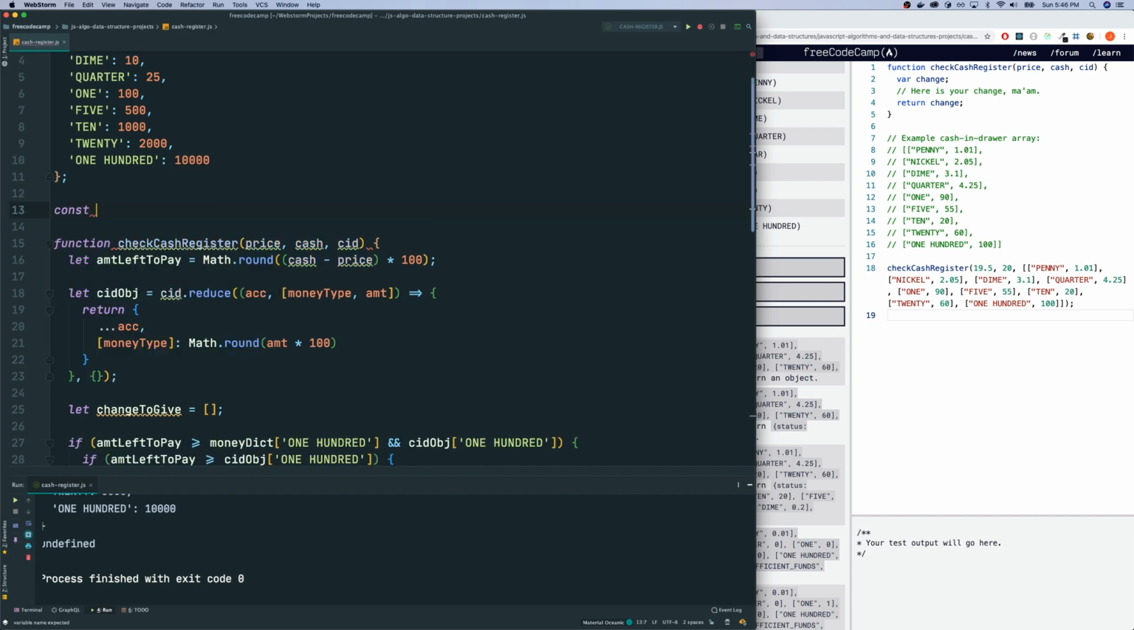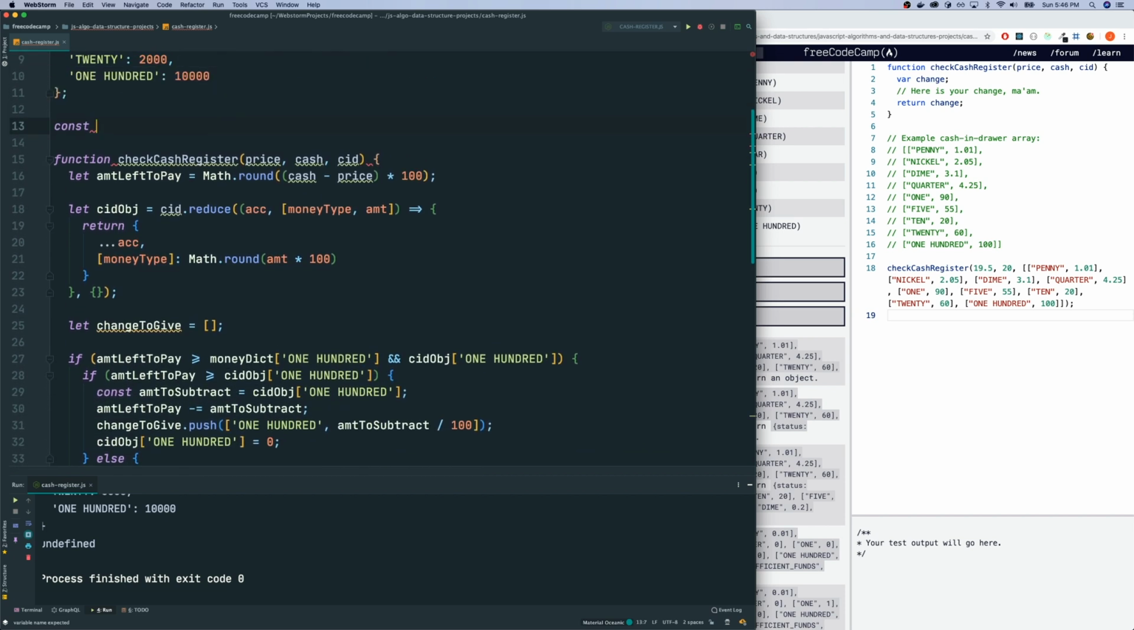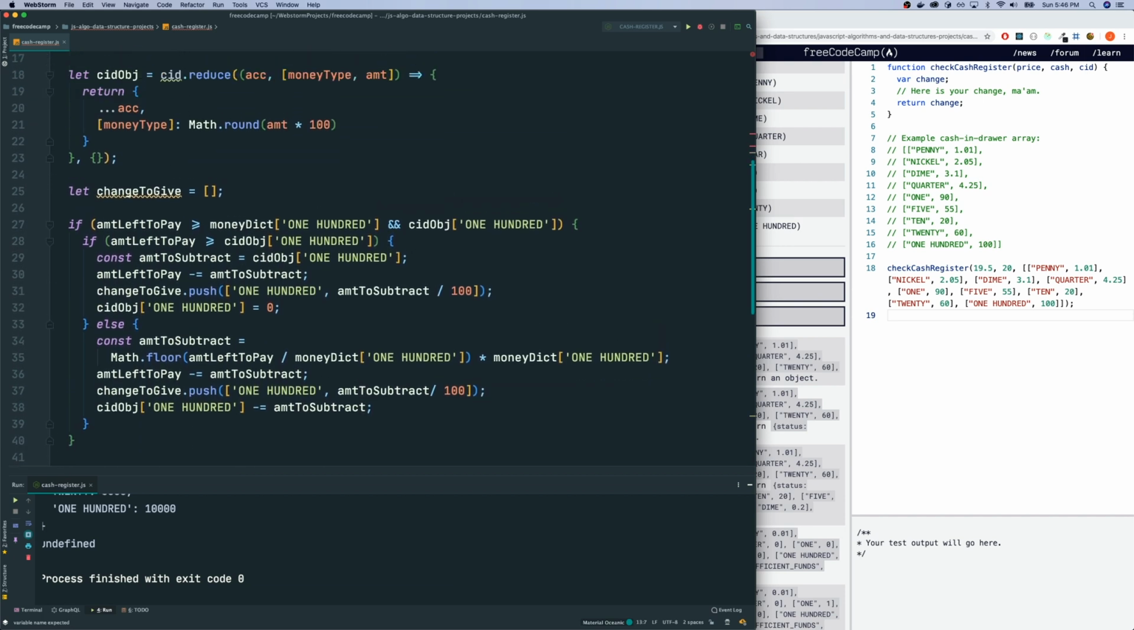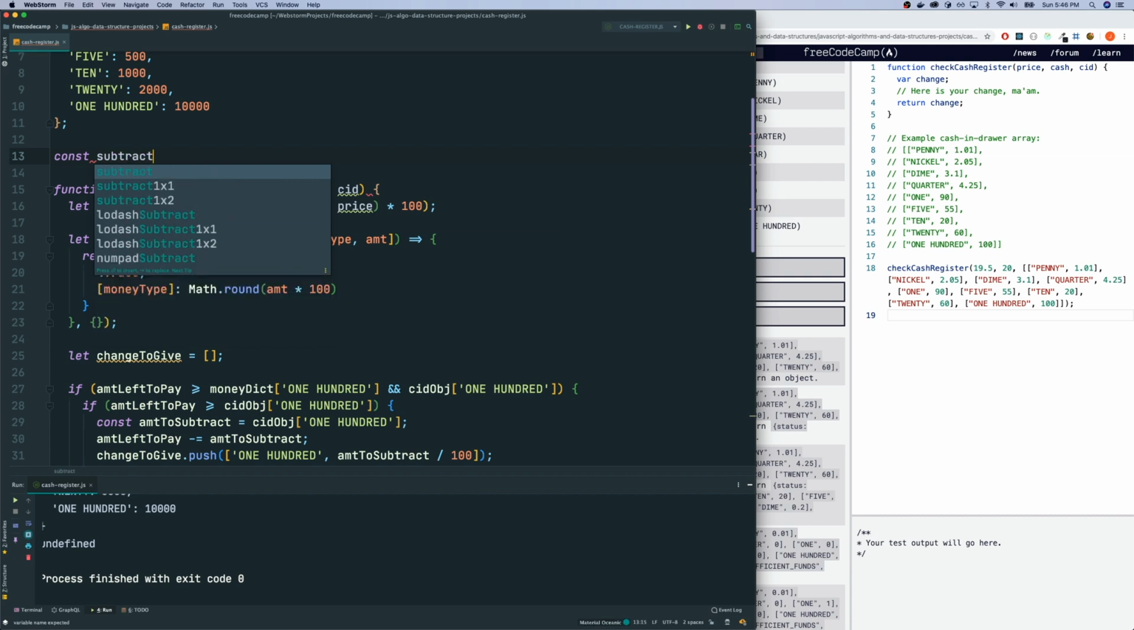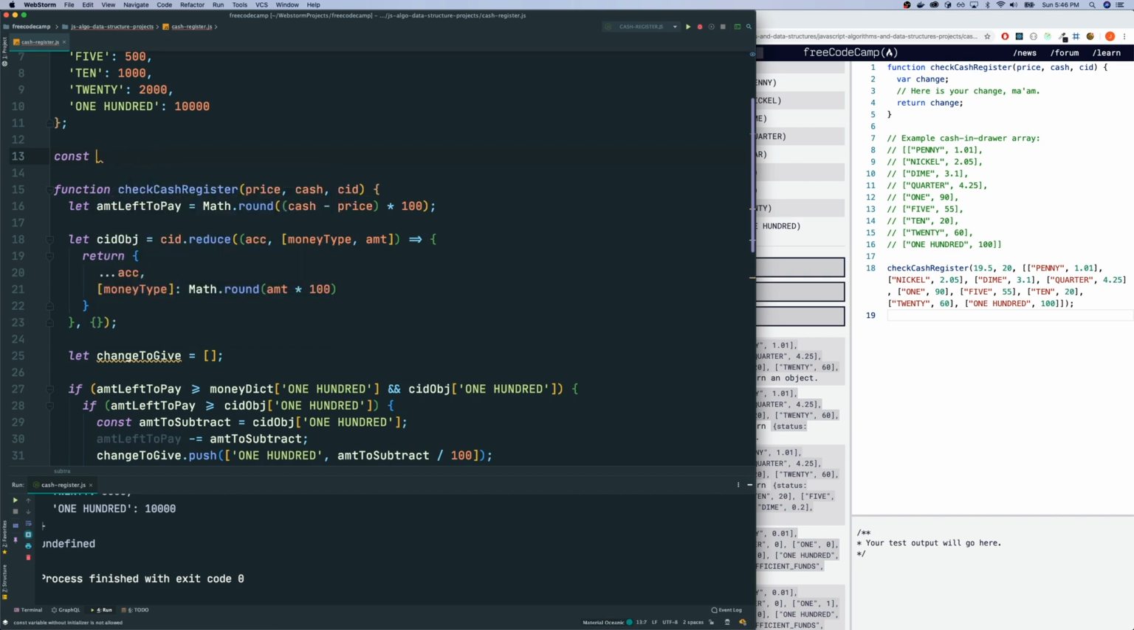I will use arrow function notation, by the way, because I just like that better. All right, what should we call it? I'm never good with names, guys, so sorry about that. How about subtract, take out money from CID? How about that? I don't know, terrible thing.